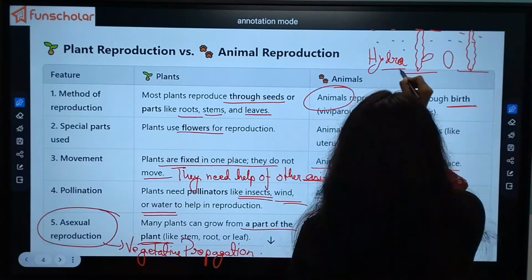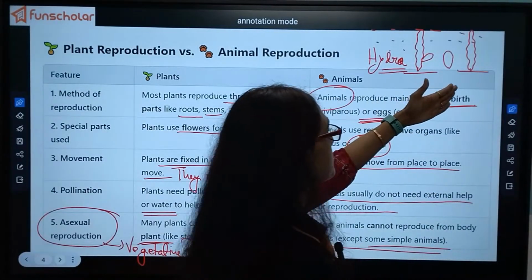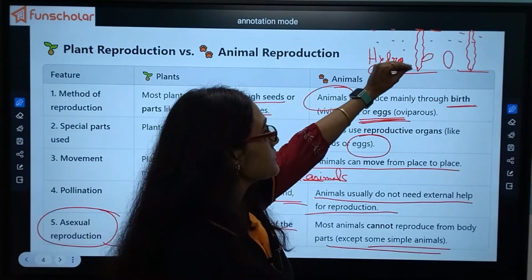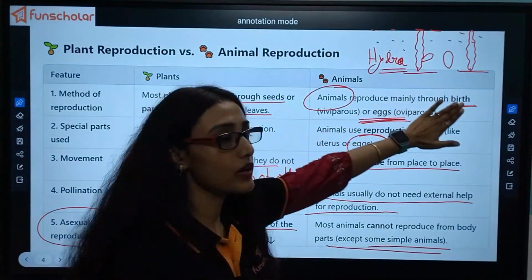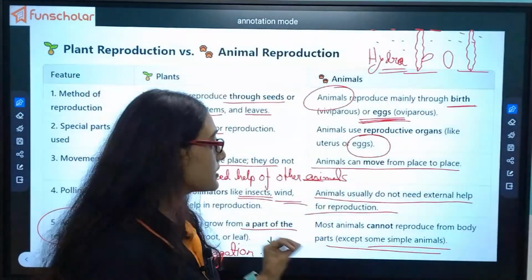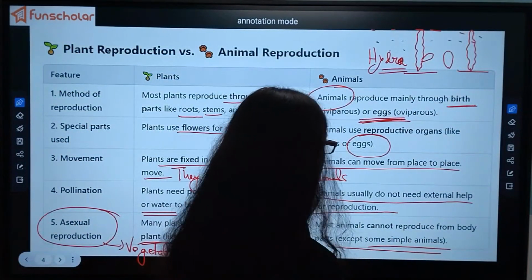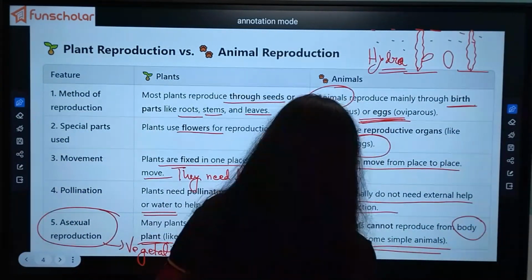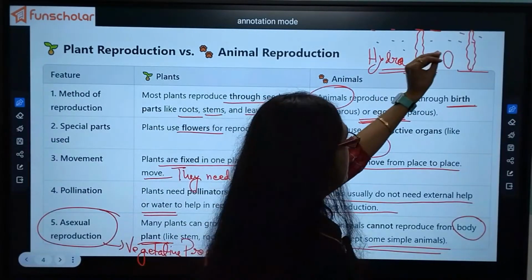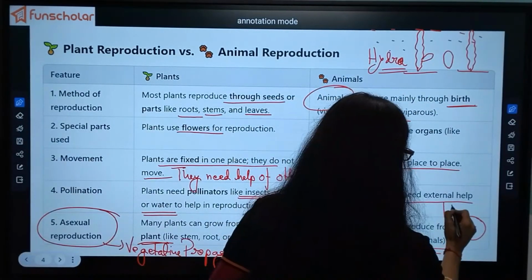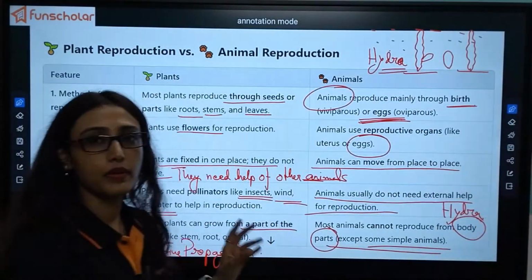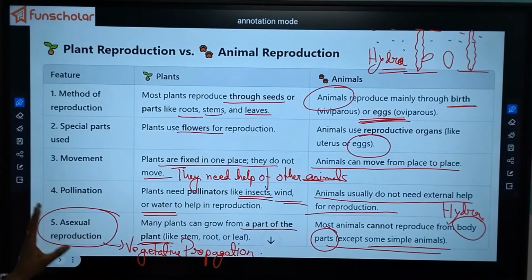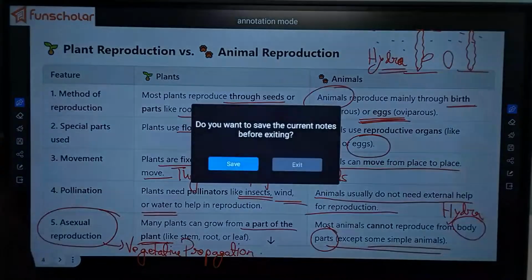So in this process, the animal is doing something different from producing eggs or giving birth. There are some animals which reproduce from what? Body parts. Example is hydra. Please note down these points because these are very important for your Olympiad and for your school.